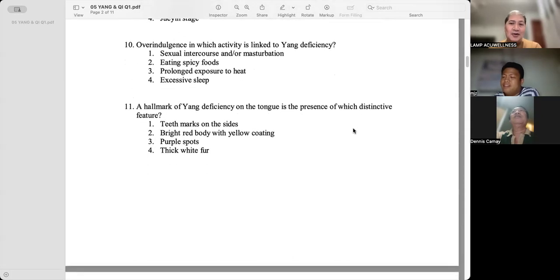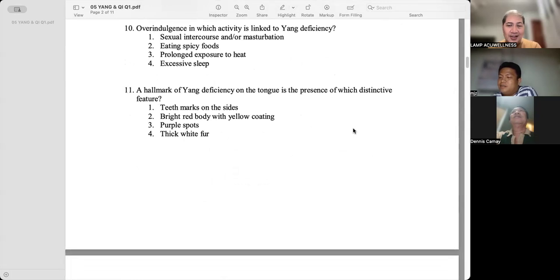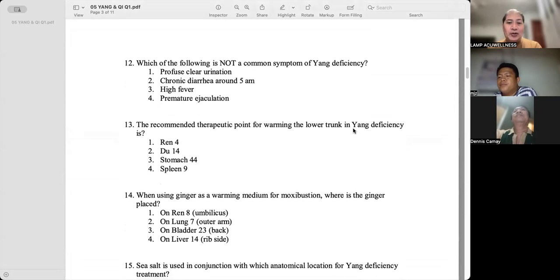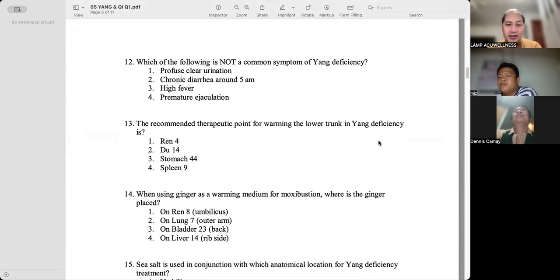A hallmark of yang deficiency on the tongue is the presence of which distinctive feature? Teeth marks on the side. Which of the following is not a common symptom of yang deficiency? High fever. The recommended therapeutic point for warming the lower trunk in yang deficiency is Ren 4.